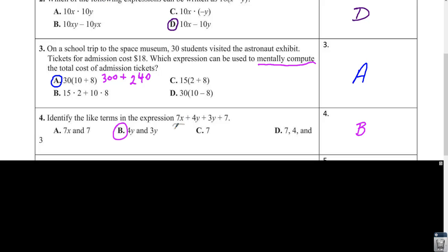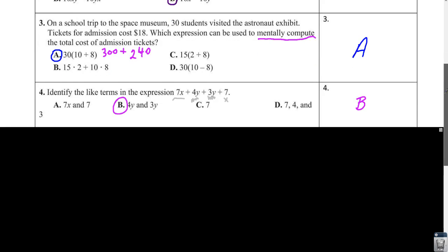I'll underline this one. That's an x. Here's a y. That's something different. I'll kind of squiggly underline. Oh, there's another y. I'll kind of squiggly underline. Here's a constant. Maybe I'll put an X under those, X on everything that's a constant. And then you could look and see, well, I squiggly underlined the 4y and the 3y because they're like terms. So that's letter B as your answer.